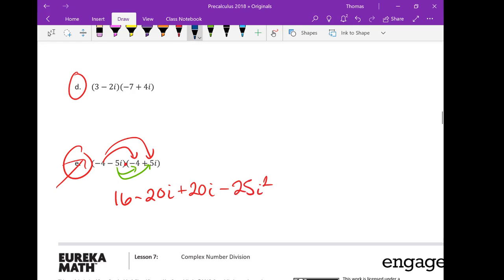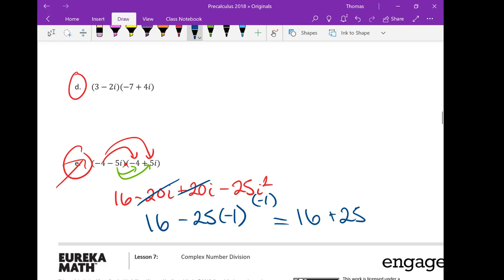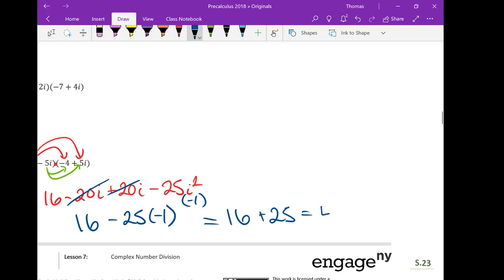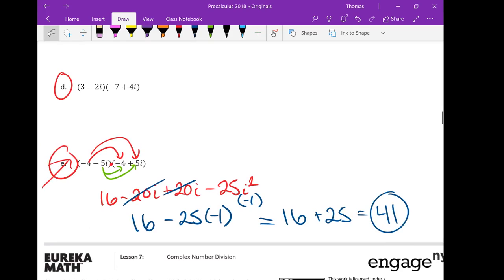Let's take a couple seconds and simplify. I see a positive and a -20i. They cancel. 16 minus 25 i squared, and i squared is equal to -1. That's one of our very, very important identities. I plug it in there. 16 minus -1 times 25, so that's minus a -25, so that's plus 25, which gives me 41.